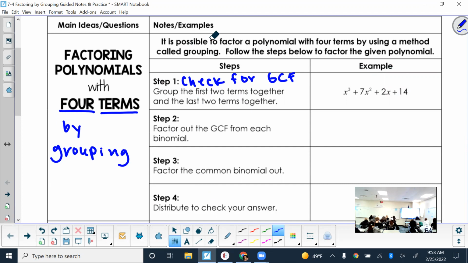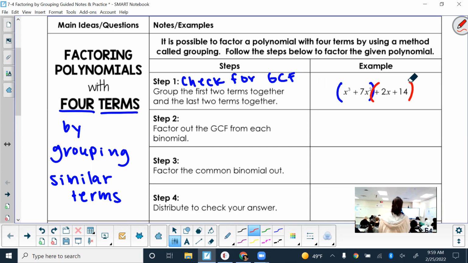So we group the first 2 terms together and the last 2 terms together. Really, we're grouping similar terms. So even though you can usually get away with just grouping the first 2 and the last 2, sometimes, and we'll see later, there are situations where you need to rearrange it so that the similar terms are next to each other. But as you can see, in the blue group, these are similar terms. They both have a lot of x's. And in this one, they have a GCF between the coefficients. So group the similar terms together.